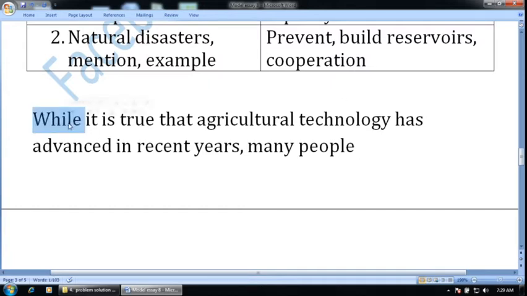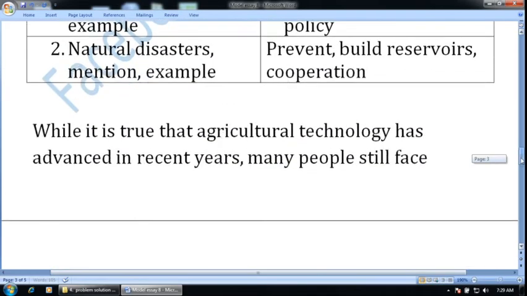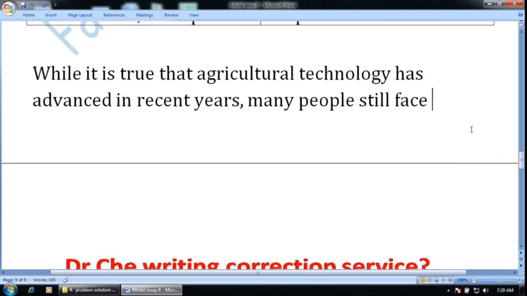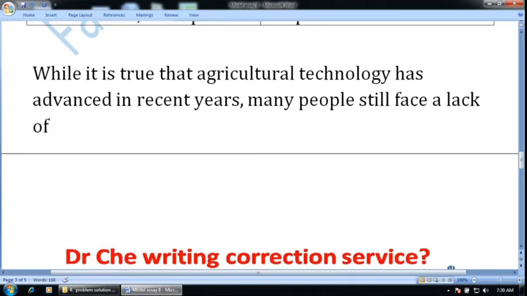And I am using a different word order and a different transition signal. Many people still face, in my question it is the word still go hungry. I would write many people still face a lack of food to survive.